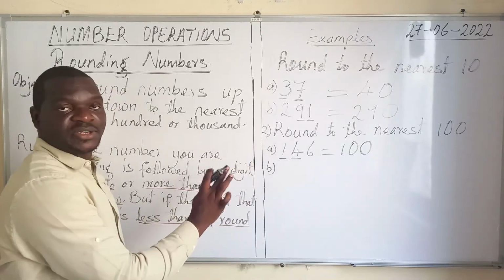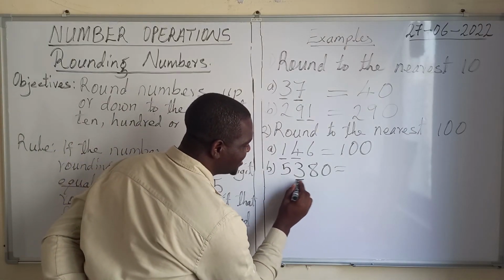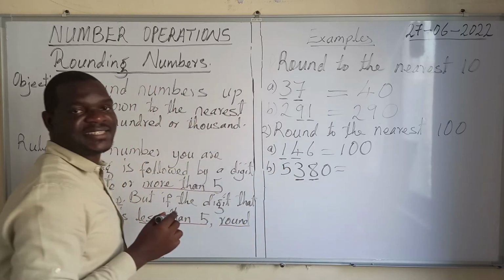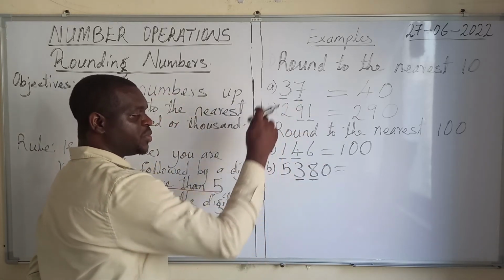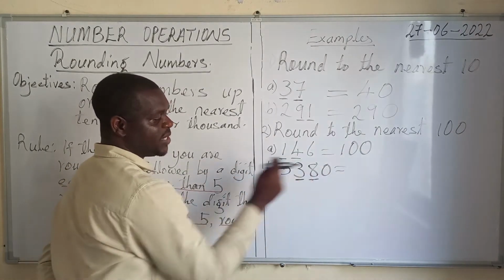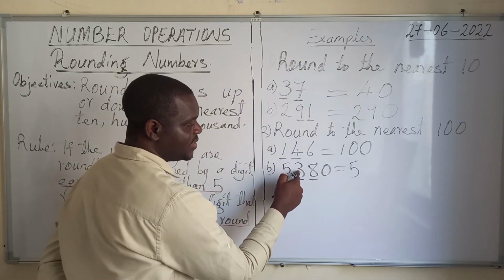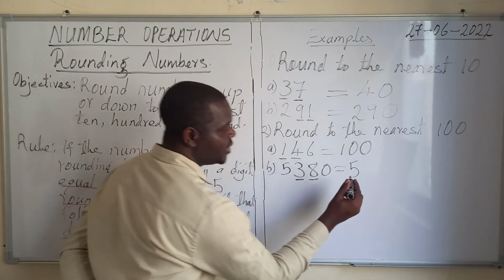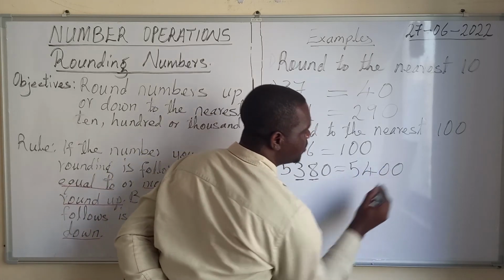B, look at this other problem carefully. Our focus is on the 100 and 10 digits. 8 is more than 5, so we are going to round up by adding 1 to 3. And this becomes 0. So our answer will be: 5 remains 5, 3 becomes 4, and the rest are 0, 0.